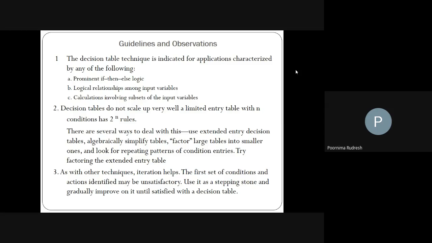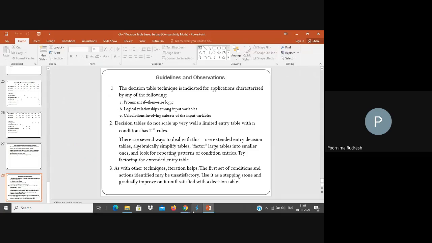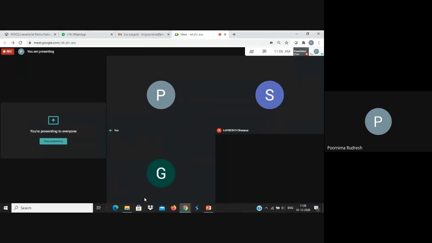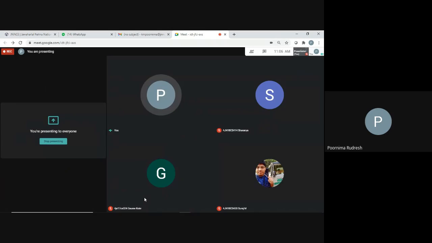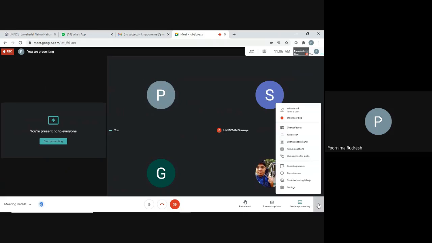So in this chapter, what are the things you have studied? You have studied what decision tables are, how decision tables can be constructed, and how we can use the decision table for the construction of test cases for the triangle problem and the next date function problem. Okay, understood? Any doubt? You can give the attendance.